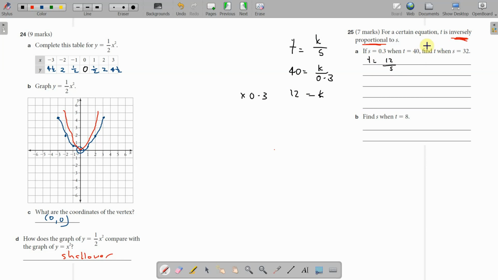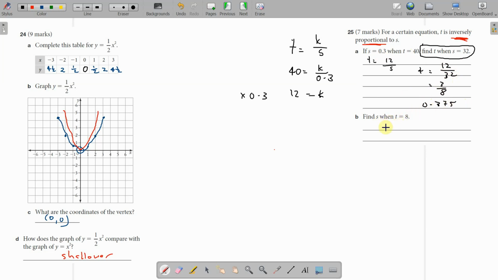So we've just dealt with that bit. Find t. So now this bit here. And we need to have the k to be able to do that. Find t when s equals 32. Okay. Now without k, it's impossible. 12 over s, and s is 32. So just subbed in. T equals 12 over 32. Well, that can simplify. 4 goes into that. That's 3 over 8. There we go. Or, since we're using decimals here, 0.375. Same thing.